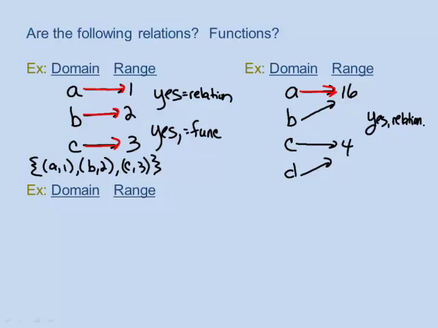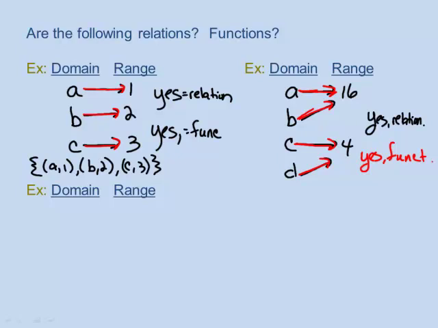You put in A and you get out only 16. You put in B, you get out only 16. You put in C, you get out only 4. You put in D, you get out only 4. There's just one arrow coming out of each of those x values. Okay? So the answer to this is yes. This also is a function in addition to being a relation.